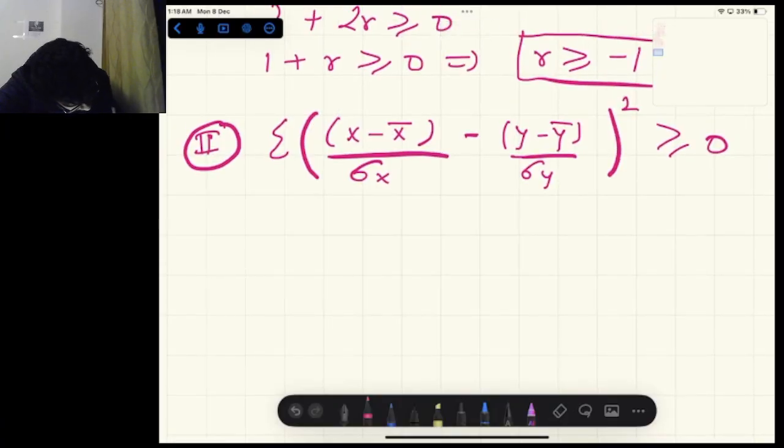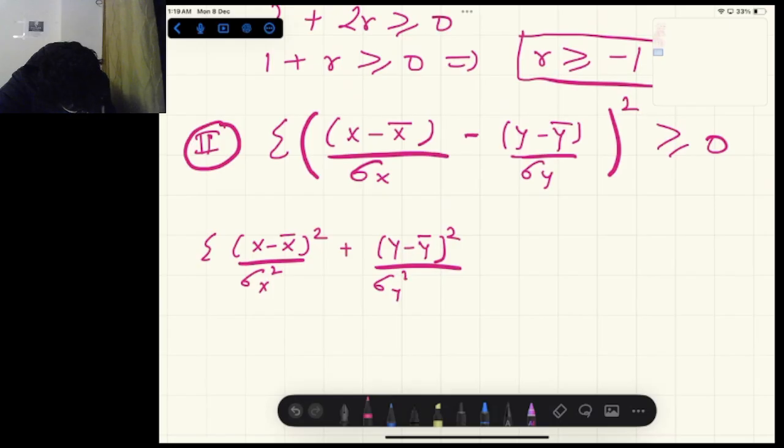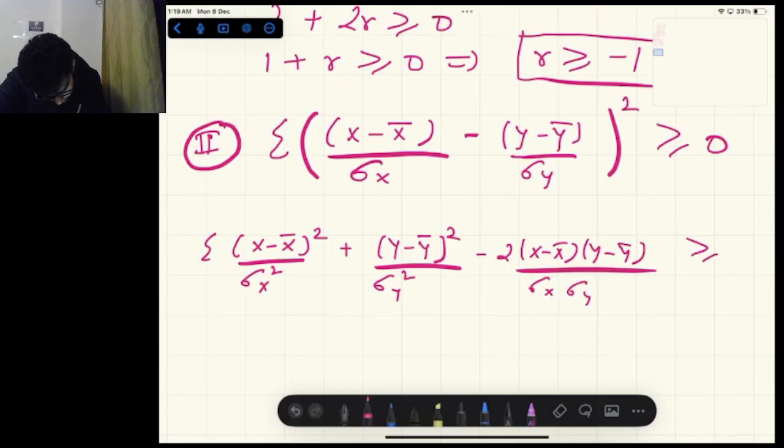So if I just use this identity, I'll be getting sigma x minus x whole bar by sigma x whole square plus y minus y bar whole square by sigma y square plus minus, so a minus b whole square, so minus 2 times x minus x bar into y minus y bar divided by sigma x sigma y. This should be greater than equal to 0, right?